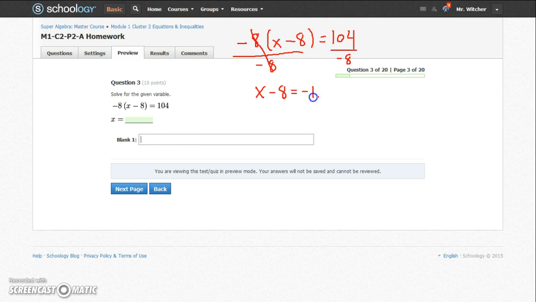8 goes into 10 once. 8 goes into 24 3 times. Now we add 8. And x equals negative 5.